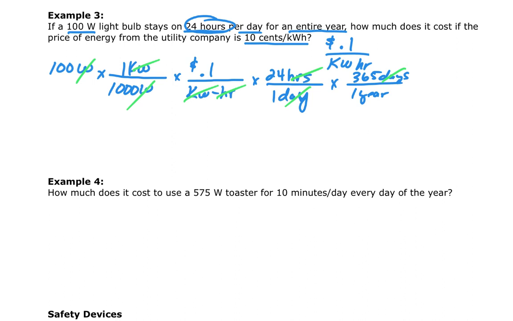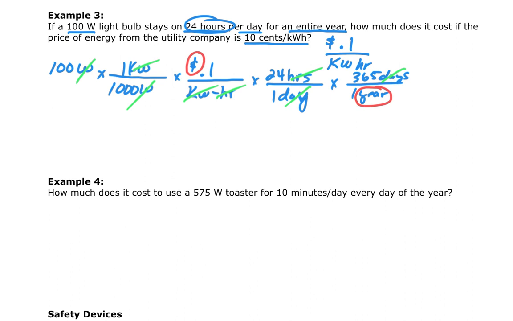The only thing I'm left with on the top is dollars. The unit on the bottom I'm left with is years. So the rest is just a calculator problem. To plug this into my calculator, I'm going to multiply anything on the top. So I'm going to put 100 times 1, but I don't need to multiply by 1. So I'm going to put 100 times 0.1 times 24 times 365.